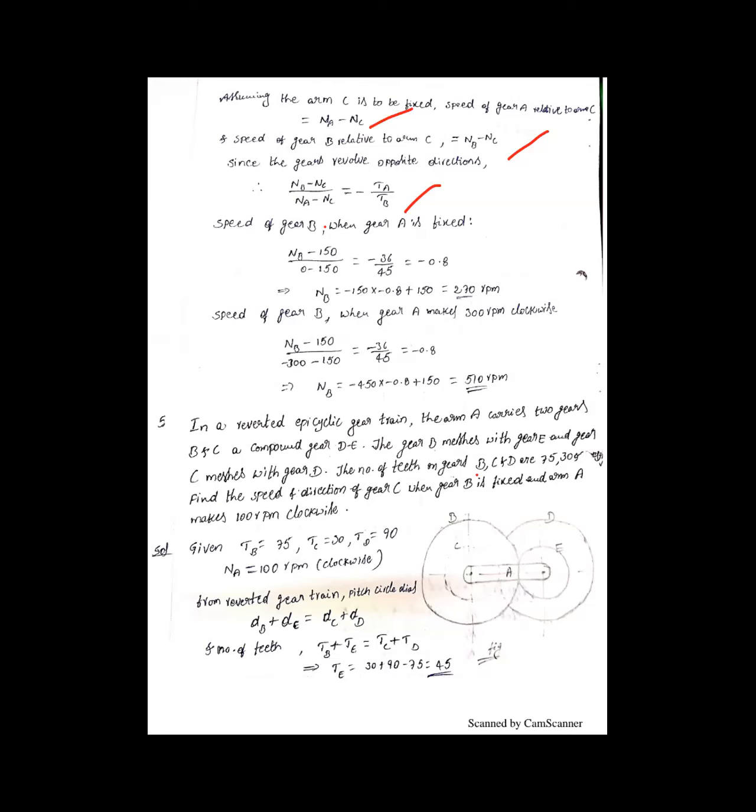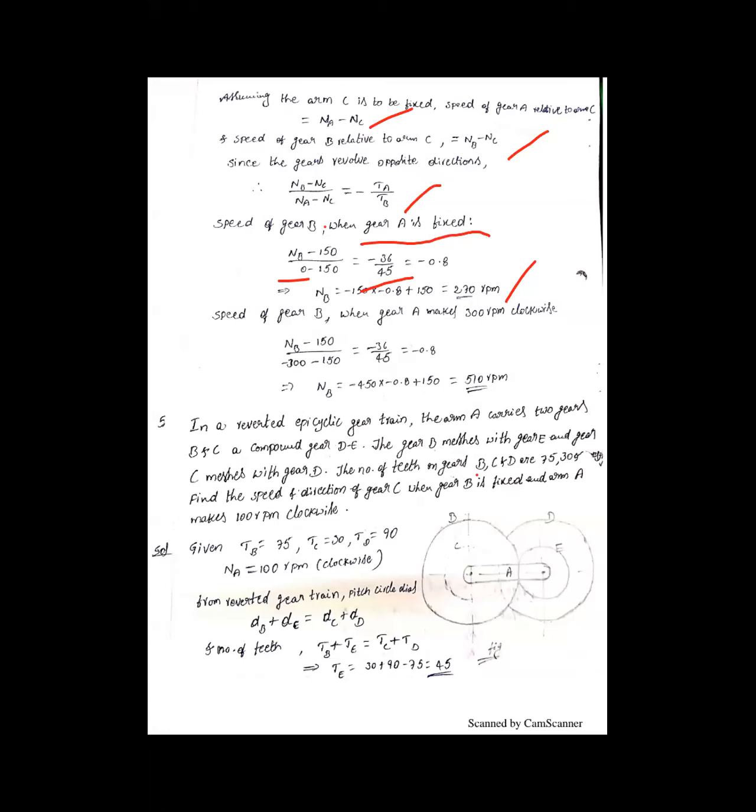Now we apply the conditions. What are the conditions? Arm C makes 150 RPM anti-clockwise, and gear A is fixed. So in our equation gear A is 0, so NA is 0. NB minus 150 by 0 minus 150 equals minus 36 by 45. Just make the calculation and we get the value, 270 RPM.